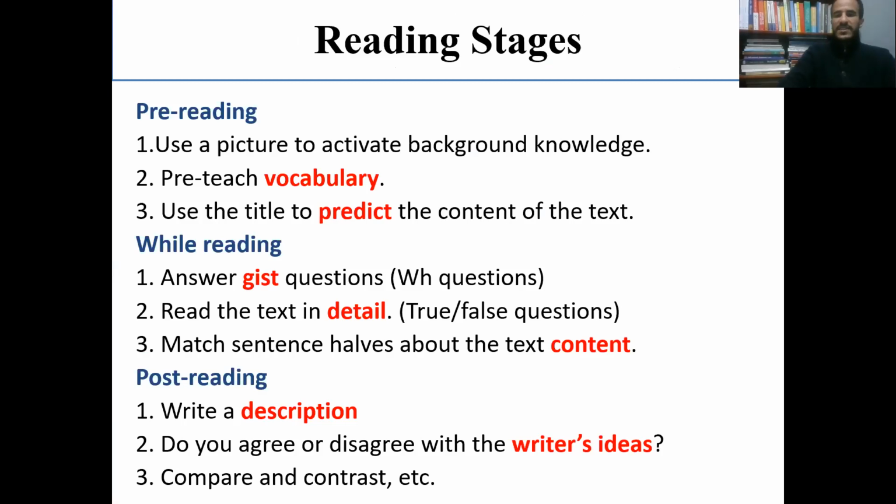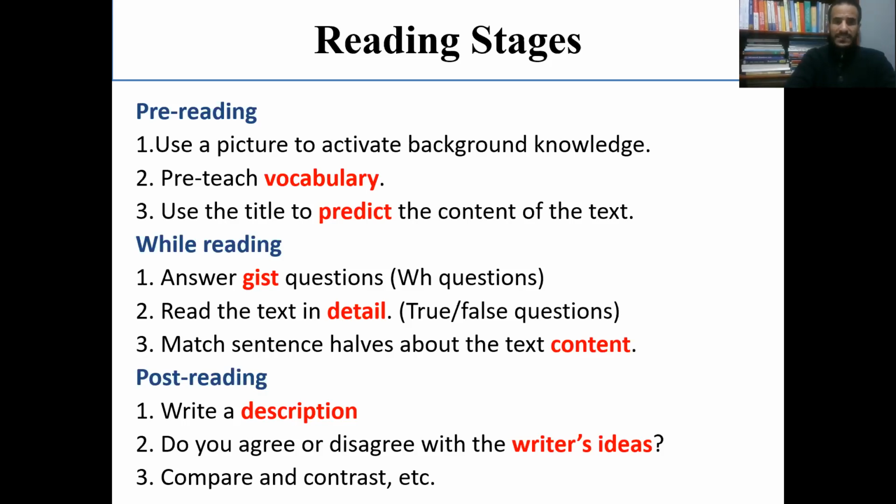So these are the stages. In pre-reading, you can use a picture to activate background knowledge. We call it also schemata, or the pre-existent knowledge, or the prior knowledge. And also you can teach vocabulary. You read the text at home and you will find four, five or six words that may block the meaning. You have to pre-teach them because they are very important. Number 3, use the title to predict the content of the text.